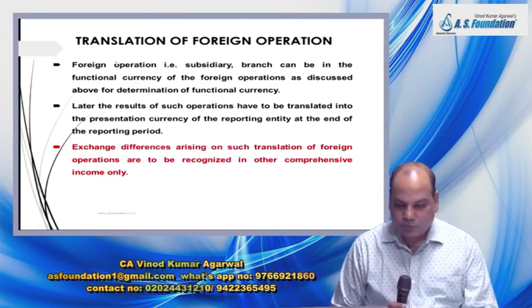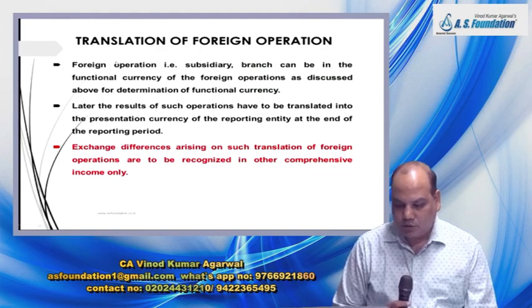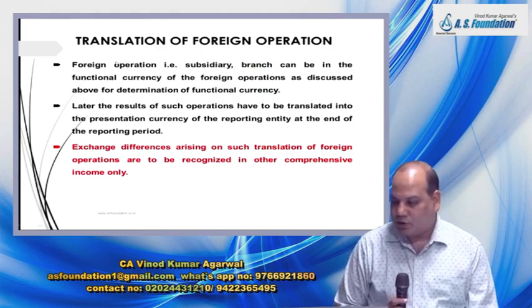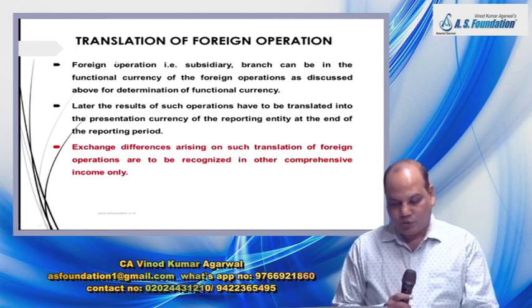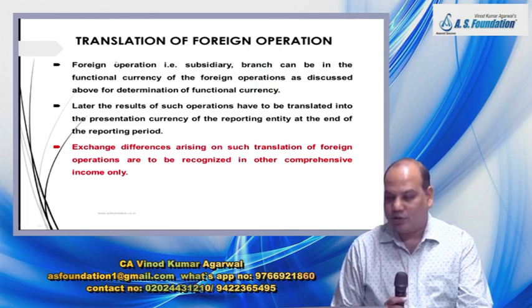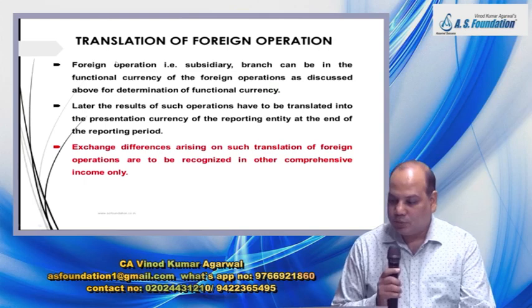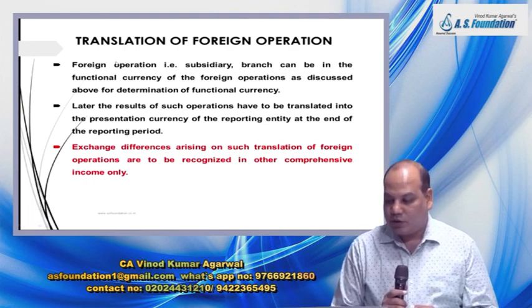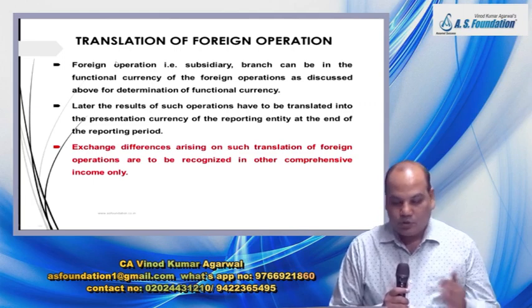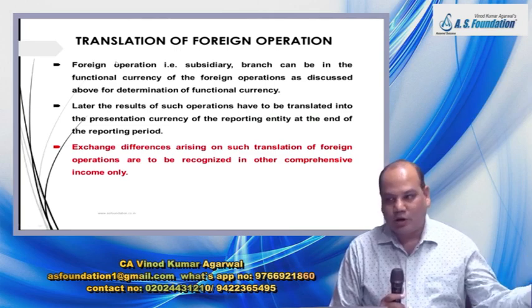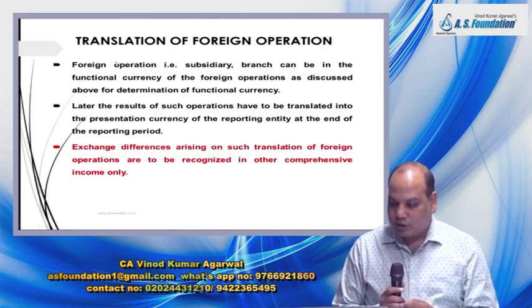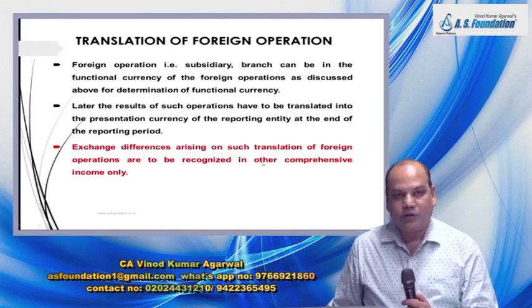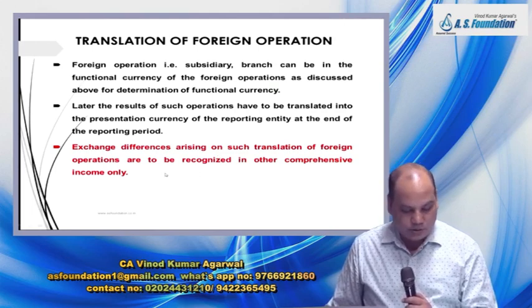Come back to your theory part. Translation of foreign operation. Foreign operation, that is subsidiary, branch, can be in the functional currency of the foreign operation as discussed above for the determination of functional currency. So it means functional currency of subsidiary, branch, associate can be different from the functional currency of the reporting entity. Later, the results of such operations have to be translated into the presentation currency of the reporting entity at the end of the reporting period. You can't prepare a consolidated financial statement which has dollar and rupee. So you have to bring it into the presentation currency of the reporting entity at the end of the period, and exchange differences arising on such translation of foreign operation are to be recognized in OCI only.